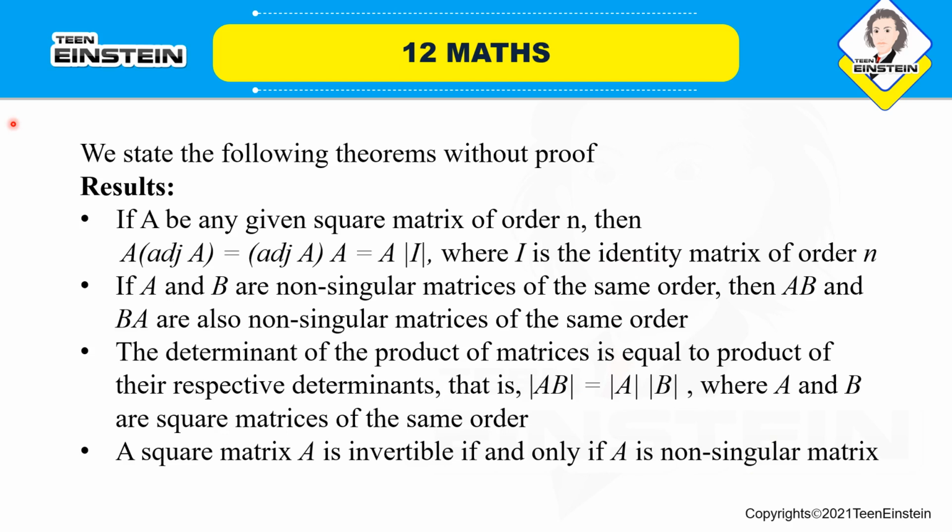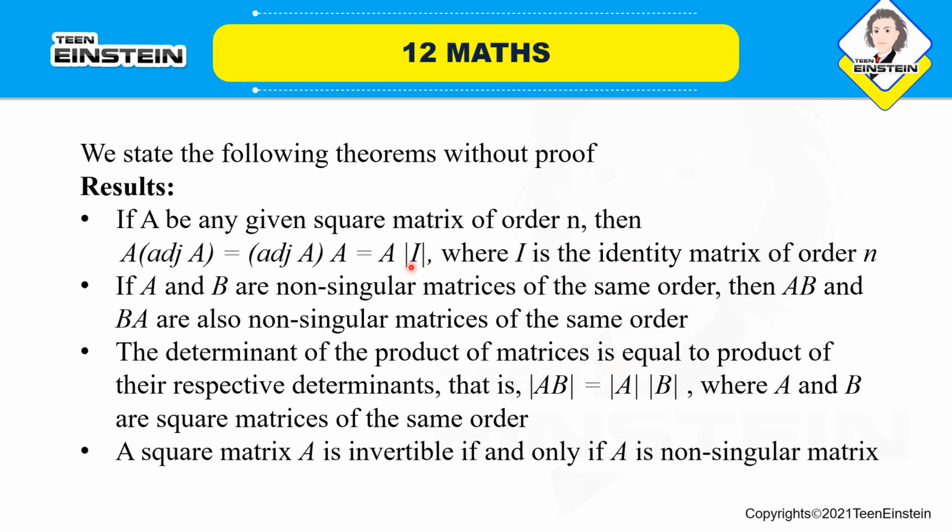Next, we state the following theorems without proof. We state the following results without proof. What is result 1? If A is any square matrix of order n, then what is the result? A into adjoint A is equal to adjoint A into A equals determinant A into I. So this is the first result.